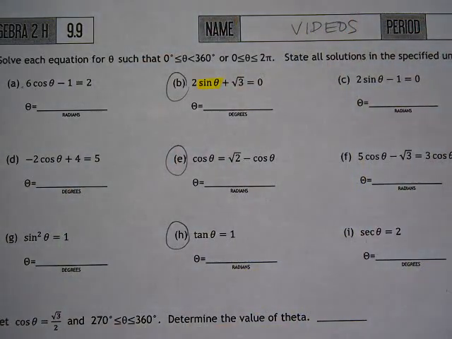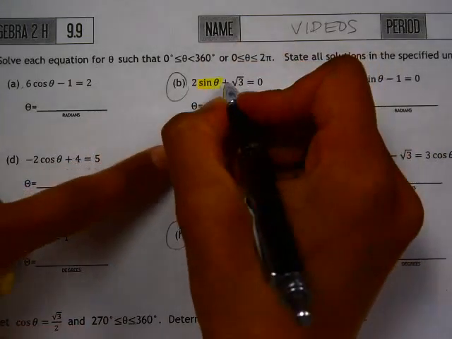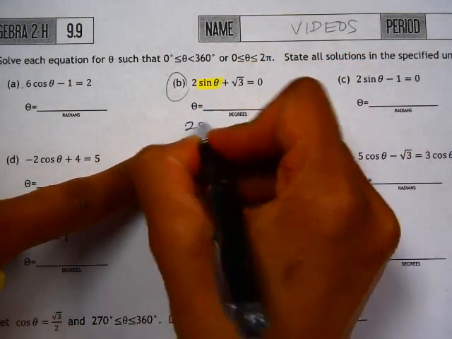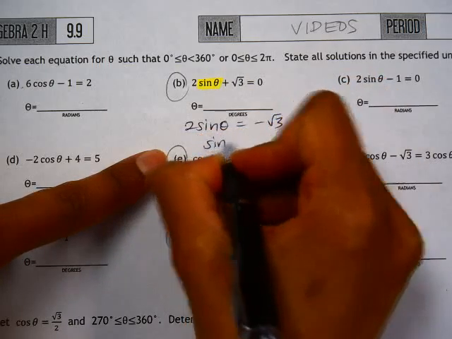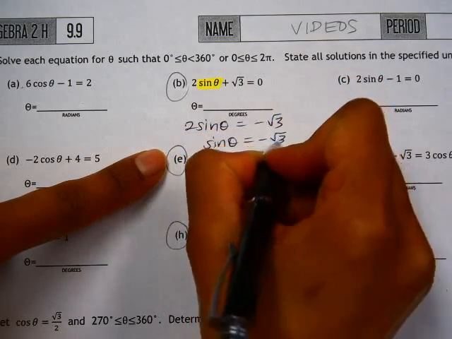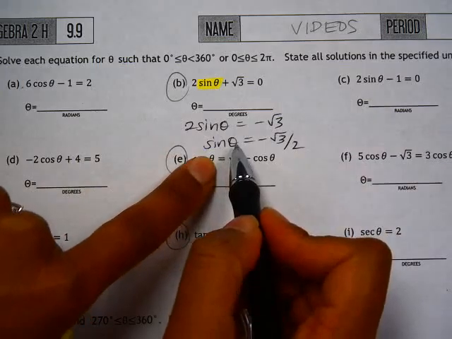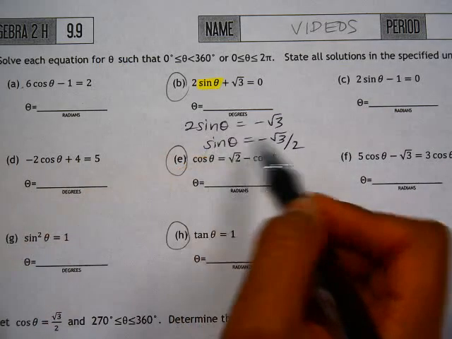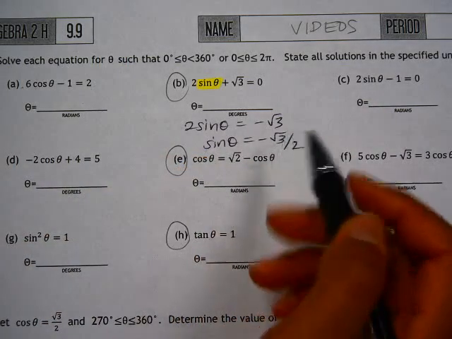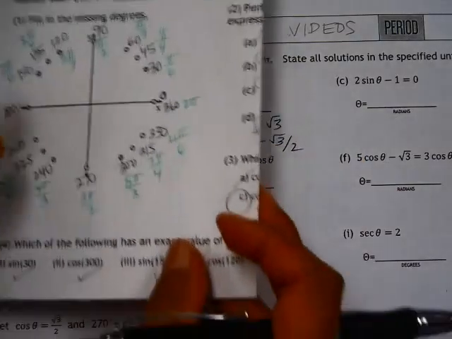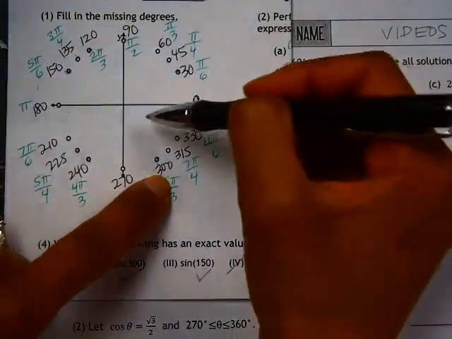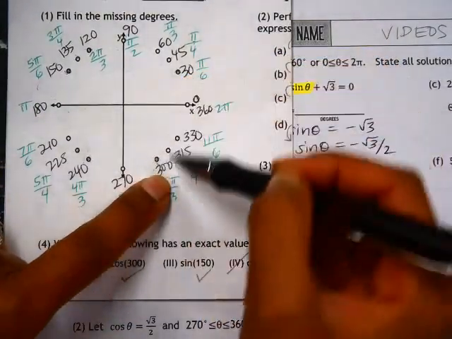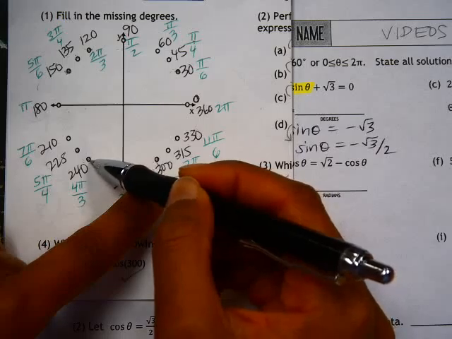So the trig function sine theta is what we want to isolate. So to do that, we're going to subtract the root 3 from both sides and then divide both sides by 2. So we're trying to figure out what angle theta, the sine value would be negative root 3 over 2 in degrees. So sine is negative root 3 over 2 at the longest legs here and here. So we have 300 degrees and 240 degrees.